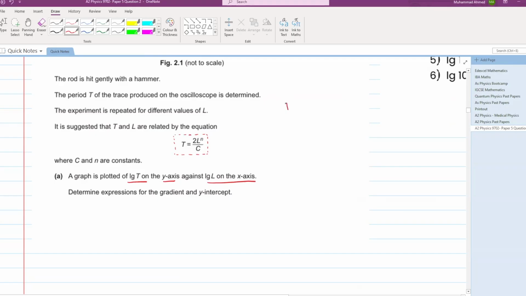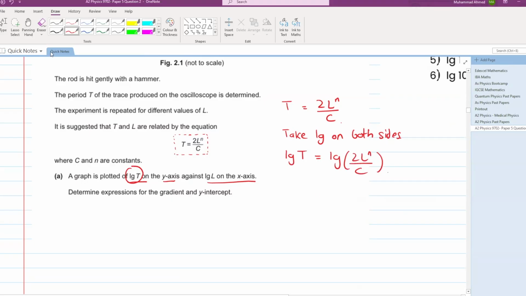So first of all, what will you do? You will write the equation like this. T is equal to 2 L to the power n divided by C. If you see that you have to plot lg on the y-axis and lg on the x-axis, what will you do? Take lg on both sides. Perfect. Let's take lg on both sides. lg T is equal to lg of 2 L to the power n divided by C.